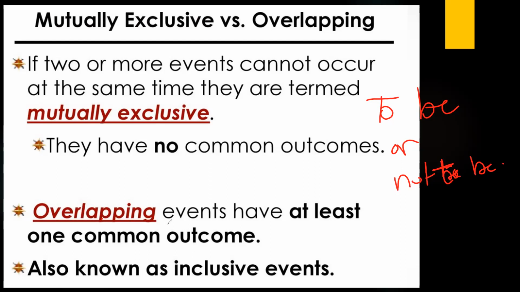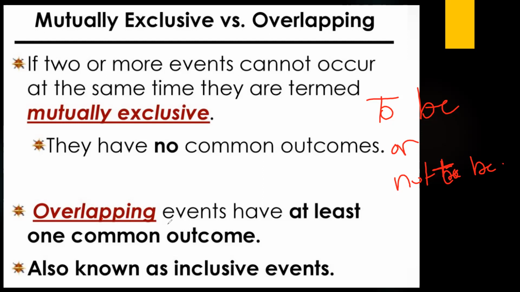We call it mutually exclusive. Now in overlapping, no, it can be. We have 2 events and they can happen at the same time, and we have one outcome, we have an outcome.